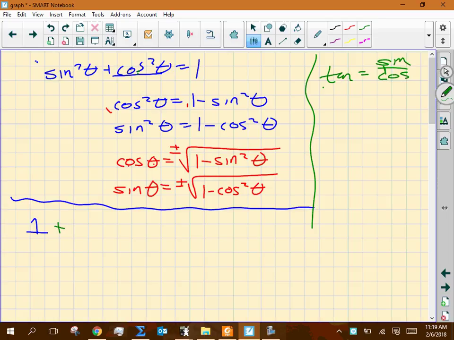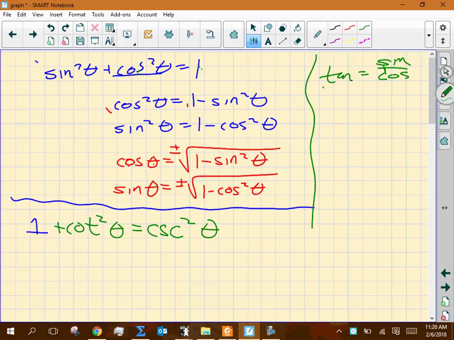So 1 plus cotangent squared theta should equal. Now, if I divide that by sine squared, what's 1 divided by sine? Cosecant. So I got 1 divided by sine squared, so it should be cosecant squared, right? Does that kind of make sense? That's just dividing everything through by sine squared and evaluating those trig ratios.